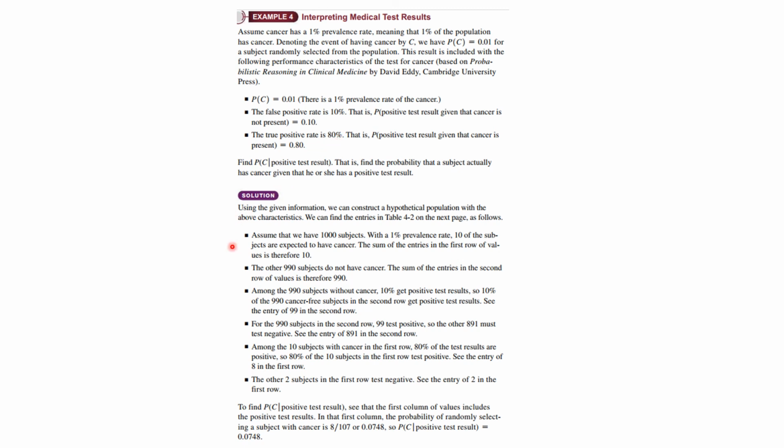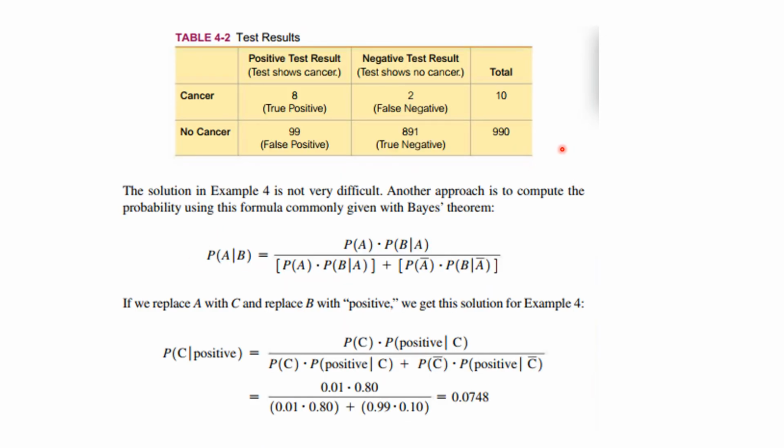And so the solution is we have to go through and calculate that. Assume we have 1,000 subjects with a 1% prevalence rate, so 10 have cancer. That means the sum of the entries in the row of the first values is 10. But the other 990 do not have cancer, so that is going to be 990. Of these, 10% get positive results, so 10% of the cancer-free subjects in the second row get positive test results, so that gives you 99 in the second row, and so on. So what we really are doing is looking at a table that looks like this.